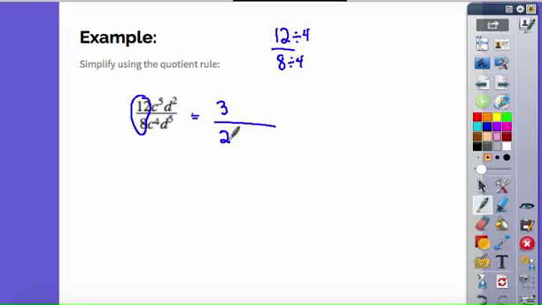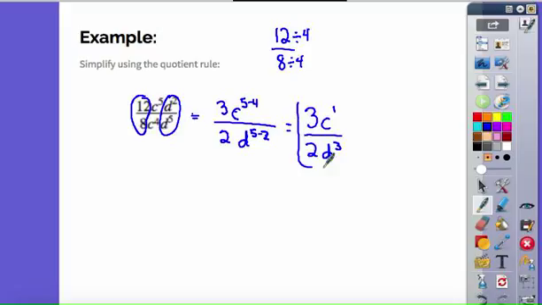and I'm going to have 2 on the bottom. And then I'm going to look at my exponent rule, my quotient rule, and I've got c to the 5 minus 4 power. And then I've got d to the 5 minus 2. And so you might be asking yourself, why in the world would I take this and put it on the bottom? Well, if you notice, d to the 5th is bigger than d squared, and so I'm going to put it on the bottom. And we're going to look at this with the definition here in just a moment, and we're going to see that for sure. So I've got 3c to the 1st over 2d to the 3rd, and that's what we're going to end up with.